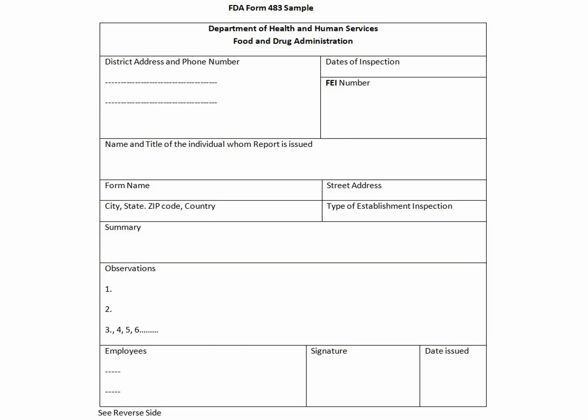This is an FDA Form 483. And again, as you see on the top, we have the placeholder for writing the address and phone number. We have the dates of inspection by FDA. We have the FEI number, then the name and title of the individual to whom the report is issued. Then here we write the phone, name, city, street, etc. We write a summary and we talk about these observations. And then here we have employees and their signatures. In order to see a completed Form FDA 483, I'm going to show this in the next slide.